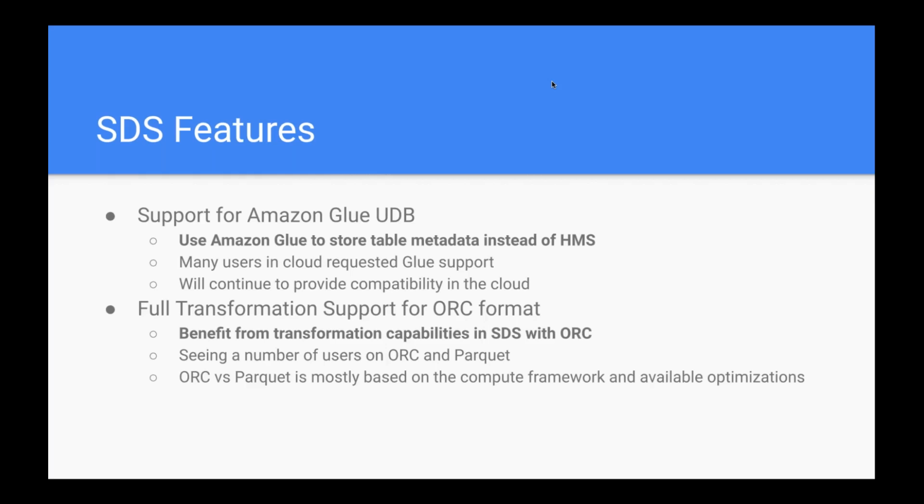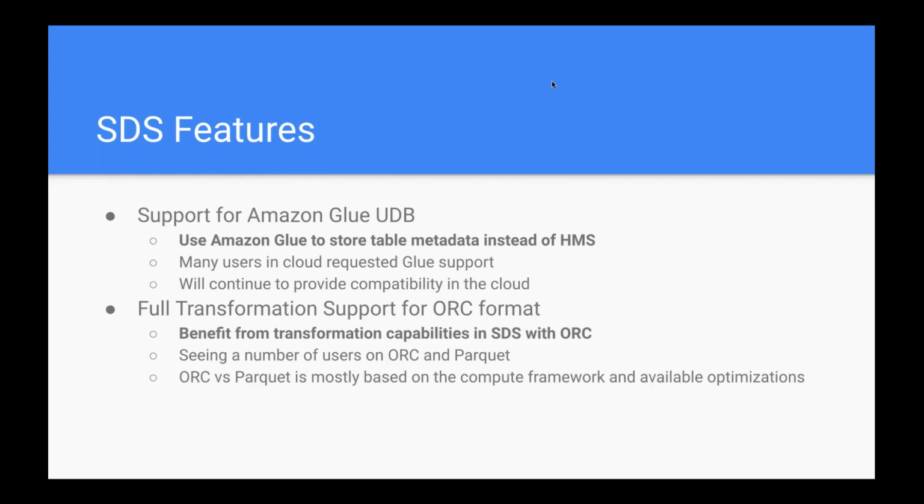A lot of users, especially cloud users, have their metadata stored in Amazon Glue instead of just a typical Hive Metastore. So they really wanted to have a native integration with Amazon Glue. And that's what we developed in 2.3. We're continually going to be looking for other cloud native metastores to support. For example, Google has come out with their own metadata store as well, and we're looking into supporting that.